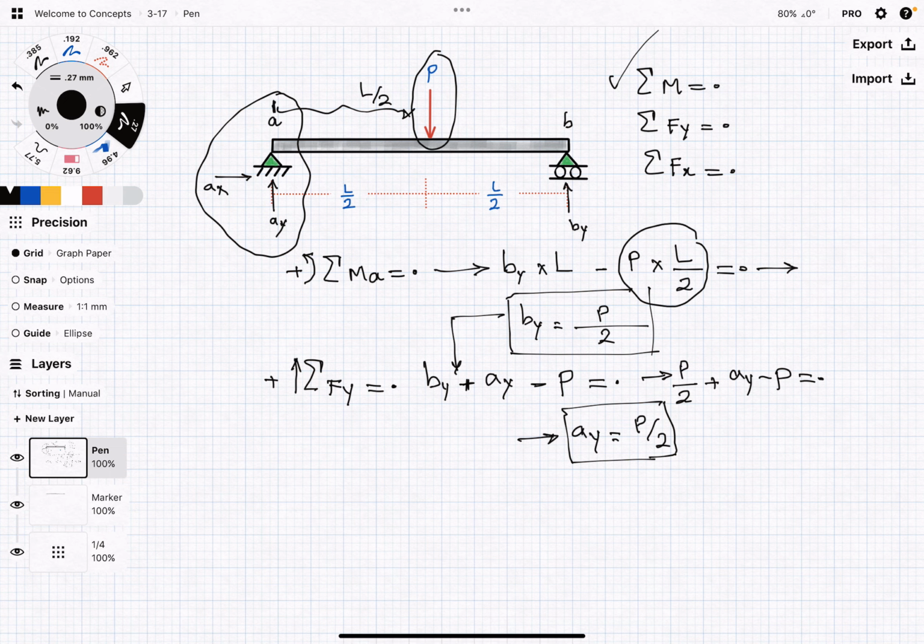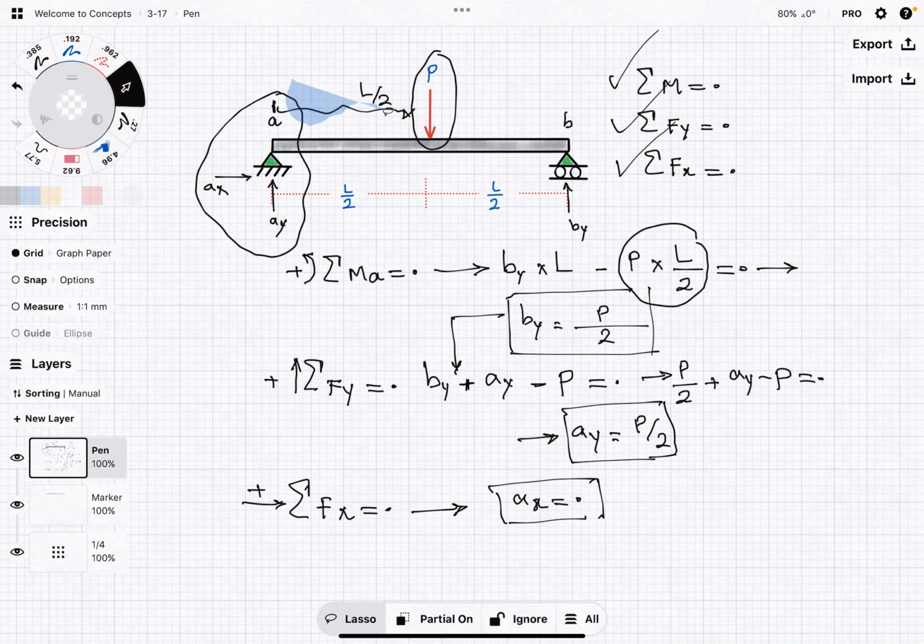We have the vertical reactions of these two supports, but we do not have any horizontal force in this question. So if we use the third equation, and if we say sigma Fx should be 0, we can say that Ax is simply 0 because we do not have any force in x direction. So for now we have all the support reactions. So we should draw the shear force diagram and bending moment diagram.